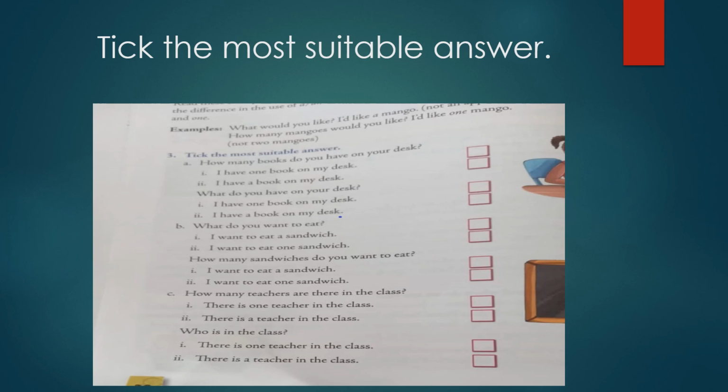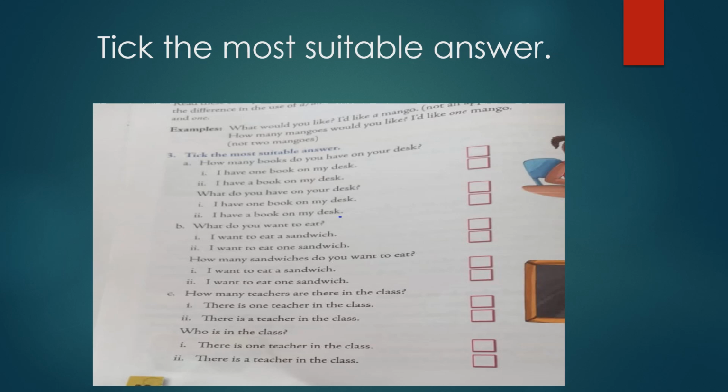So see, this is the exercise. Take the most suitable answers. See, first is A. How many books do you have on your desk? How many means numbers. How many books? I have one book on my desk. How many means number here. So I have one book on my desk.